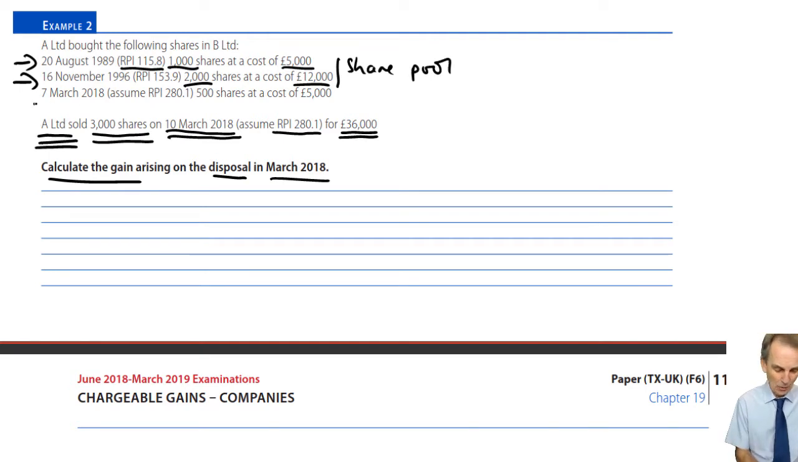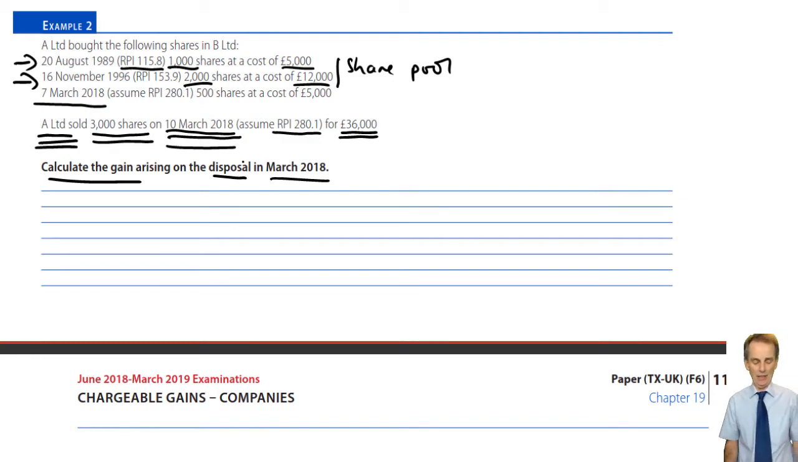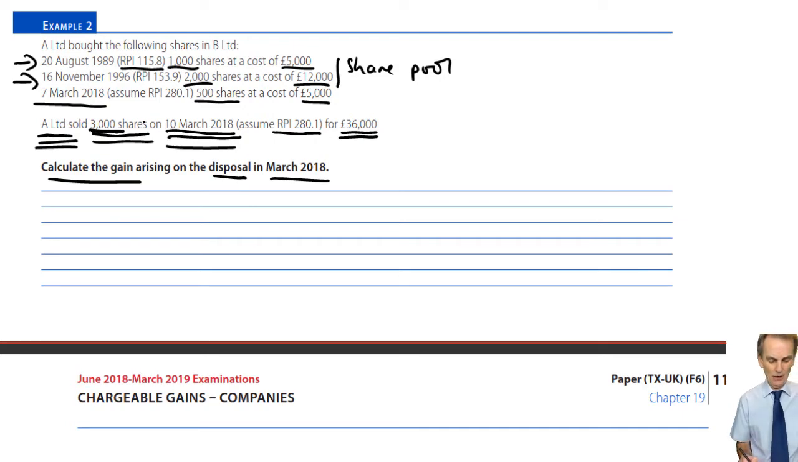But then we see this one, 7th of March 18. Disposal date, 10th of March 18. Here's an acquisition within the previous 9 days. So what do we know about it? There were 500 shares acquired at a cost of £5,000. Here we are selling 3,000 shares. So what we now know is that the first 500 of those 3,000 shares sold are deemed to be the ones acquired on the 7th of March 18.